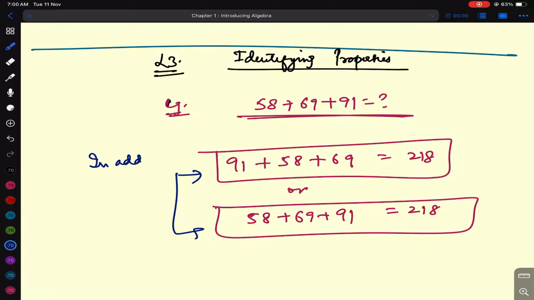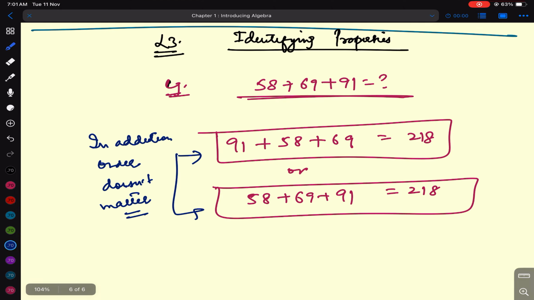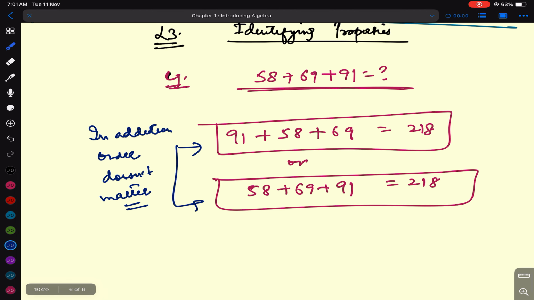By the order, I mean the order in which the numbers are added. Which number comes first, which comes after, it doesn't matter. Now we have seen this in the case of addition. So what else is the operation where the order doesn't matter? The other operation where the order doesn't matter is multiplication.